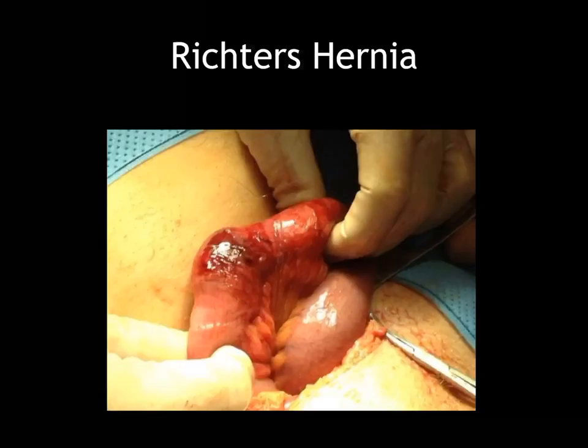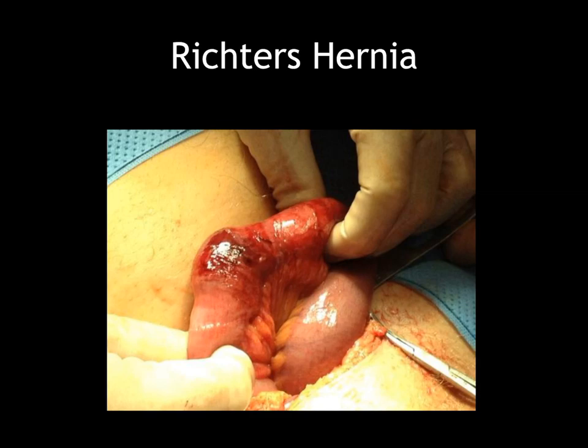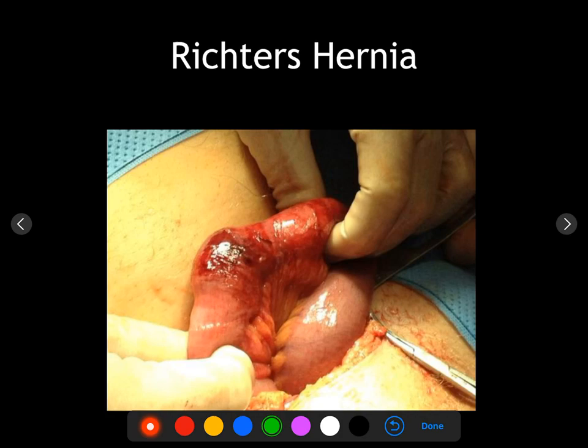You can see this is another case, but not all the lumen of the bowel is involved in the hernial sac. Parts of the lumen are involved. This is partial. These patients usually present with partial intestinal obstruction, not complete, because the lumen is not obstructed totally. This type of hernia is called Richter's hernia.